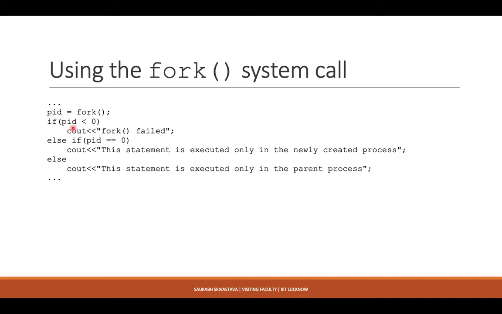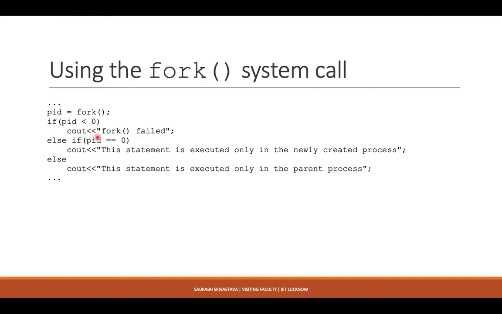So if you check this PID's value, by the way, if it is less than 0, then it means that the fork failed. If it is greater than 0 but not equal to 0, then this is basically the parent process, the process which called the fork. So this piece of code, this cout statement, is executed in the older process, the process that called the fork. And if PID is double equal to 0, wherever the return value is 0, this is the newly created process.